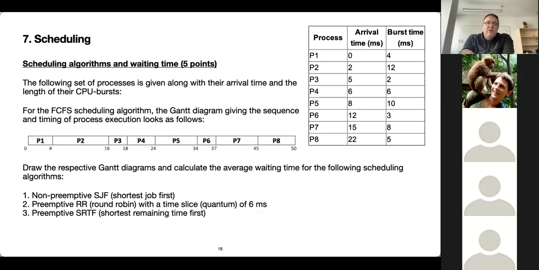And then we had another scheduling task with FCFS, with 8 processes here with arrival and CPU burst times. And we have a Gantt diagram with a sequence and timing of process execution. The question is, you were supposed to draw the Gantt diagram and calculate what we call the average waiting time for 3 other scheduling algorithms. We have given it here for FCFS, and we were expecting you to figure out the values for non-preemptive SJF, so shortest job first, preemptive round robin with a time slice of 6 milliseconds, and preemptive shortest remaining time first. So things we have discussed in the lecture about scheduling.